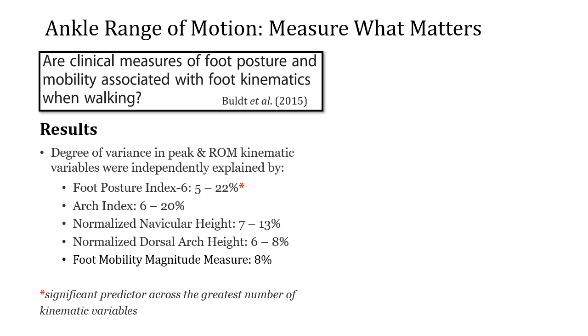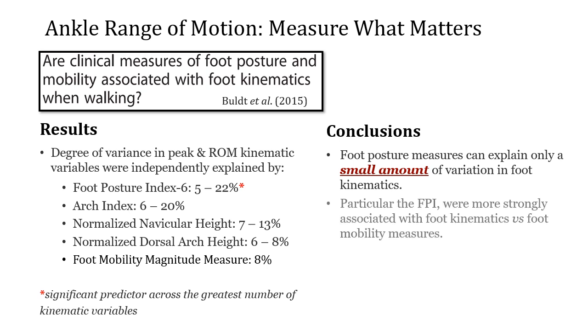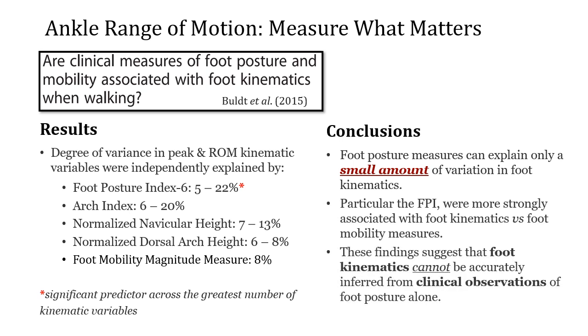And yet, even though it is a significant predictor across all kinematic variables, it is still relatively low at a maximum of 22% predictability. And the conclusion that the authors come to is that foot posture measures can explain only a small amount of variation in foot kinematics, and the FPI in particular was most strongly associated with foot kinematics versus foot mobility measures. These findings suggest that foot kinematics cannot be accurately inferred from clinical observation of foot posture alone.